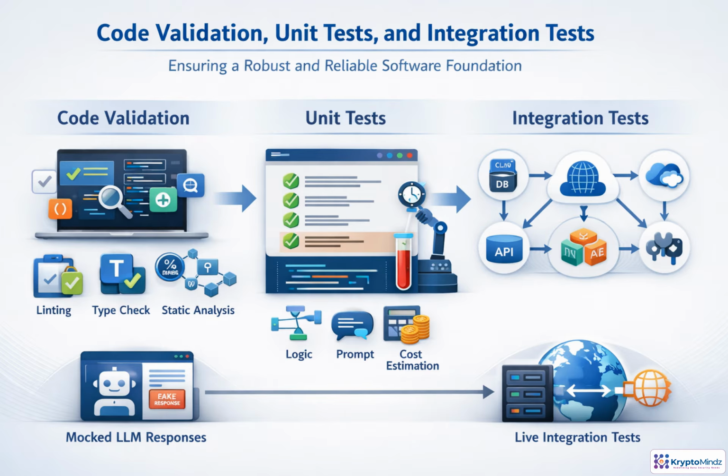Before judging whether an AI system behaves well, make sure the software around it is solid. Start with code validation. Formatting, linting, type checks, static analysis, and dependency rules catch many issues early. Then unit test the pieces you control, including business logic, prompt construction, retrieval helpers, authentication, and cost estimates. For integration tests, verify that gateways, vector stores, orchestration layers, model endpoints, and external tools work together. Use mocked LLM responses for repeatable tests and reserve live model calls for a small set of controlled end-to-end checks.